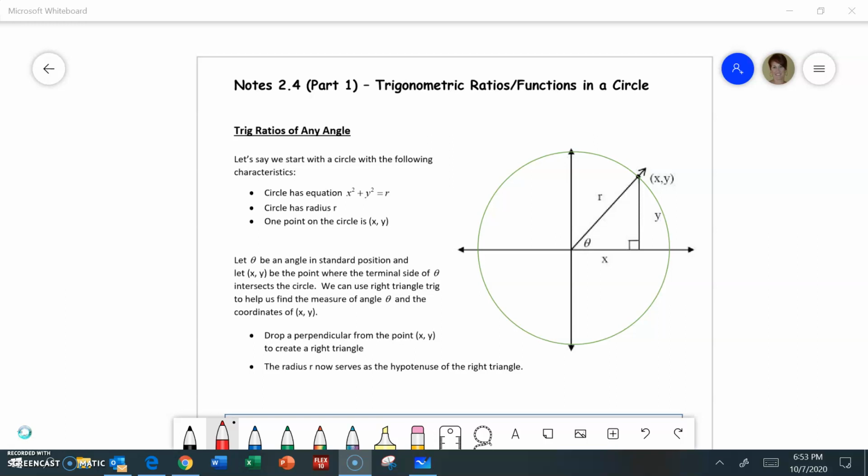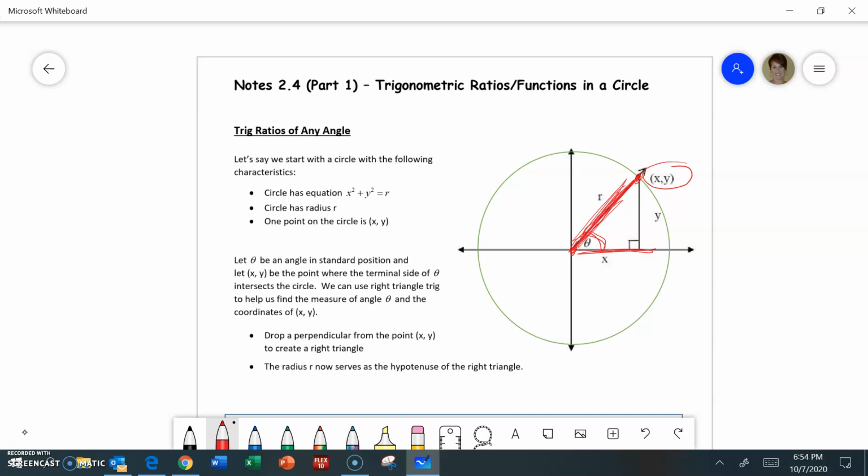The first thing, if you look at your circle, we know that we have radius r, which is what you can see labeled right here from the origin out to the side of the circle. We're going to say that this is just one point on our circle. If you read through this, you know that theta is in standard position. So we have our initial side, and then this radius is where the angle ended. That would be our terminal side, and we're going to focus on theta.